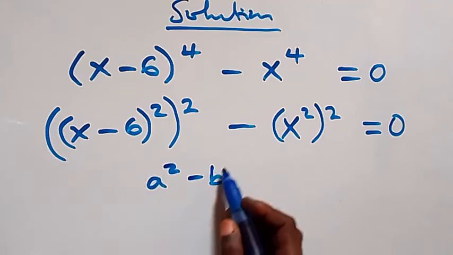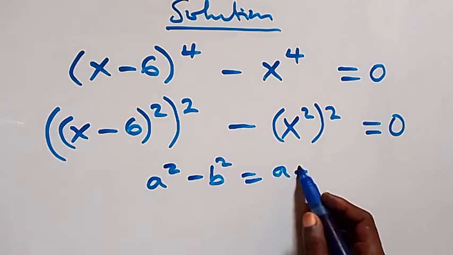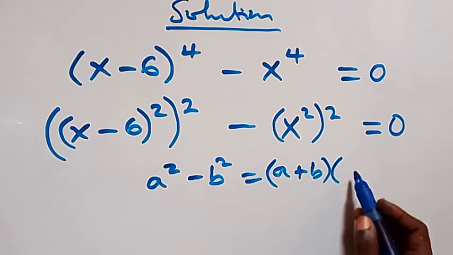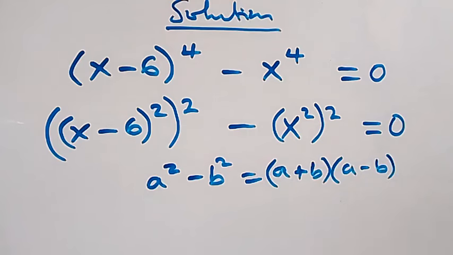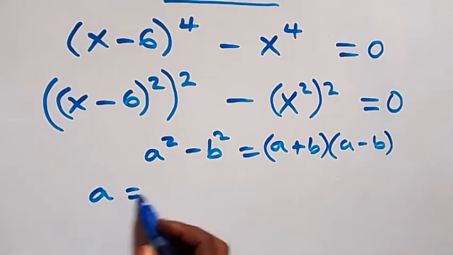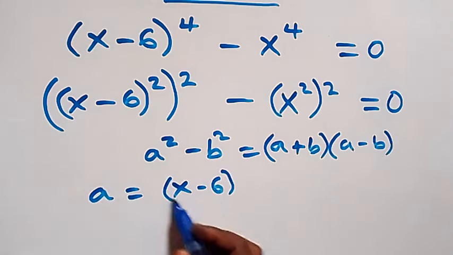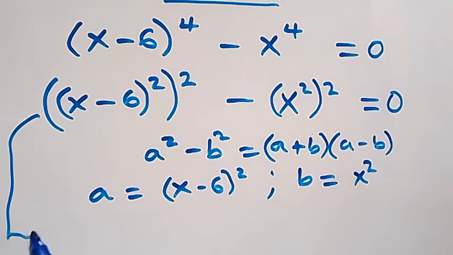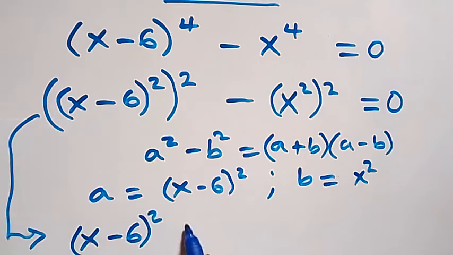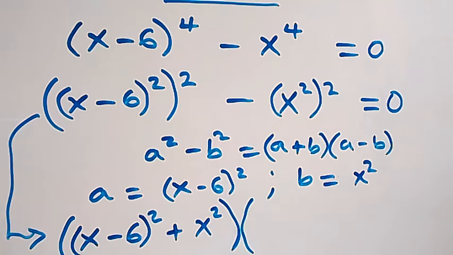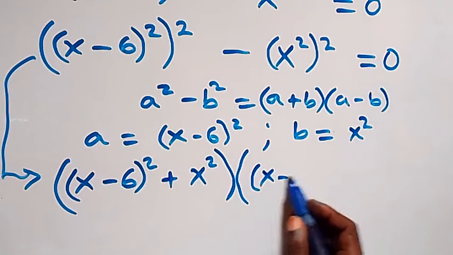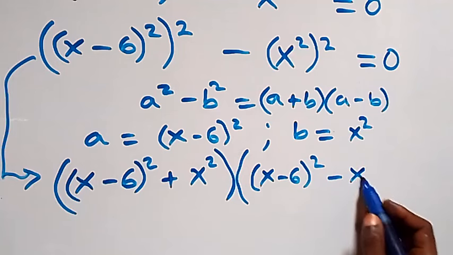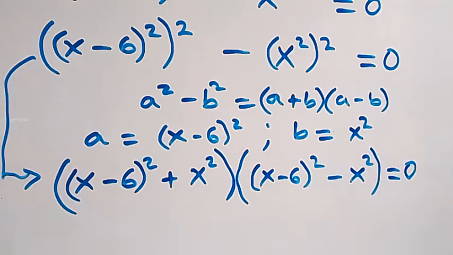This follows from a squared minus b squared, which is the same thing as (a + b)(a − b). Here a is the same thing as (x − 6)^2, and b is the same thing as x^2. Then this equation can be written as ((x − 6)^2 + x^2)((x − 6)^2 − x^2) = 0.